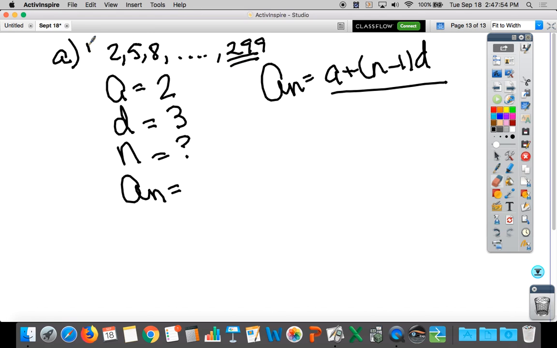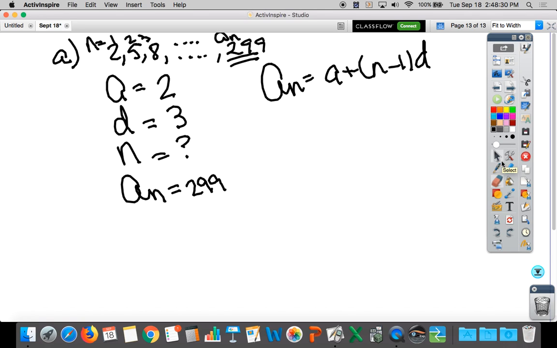So this is n equals 1, 2, 3, dot dot dot, a sub n. Because if I know the n, then I should be able to spit out that the a sub n is 299. So this is your a sub n. Will you put it in the problem and then equal it to 299? Yes.